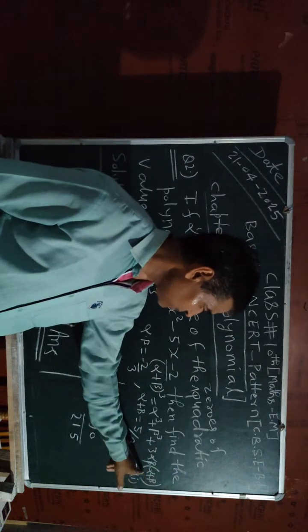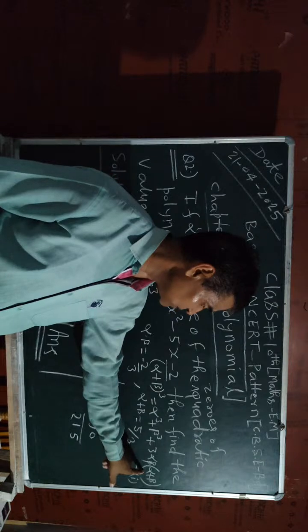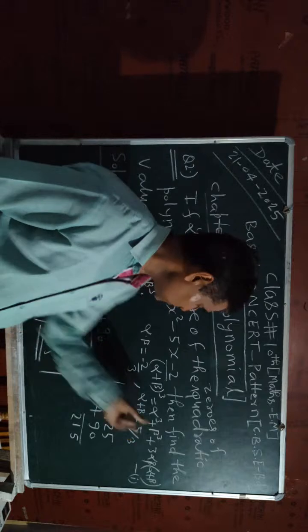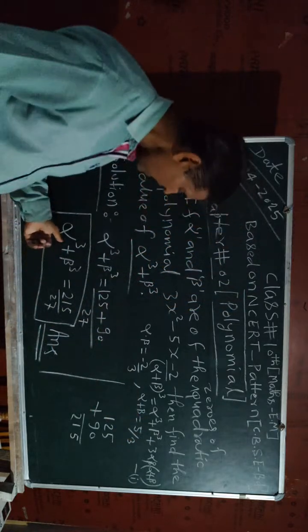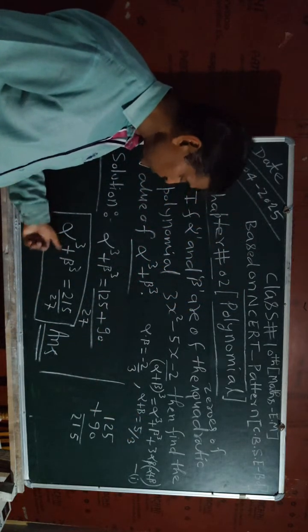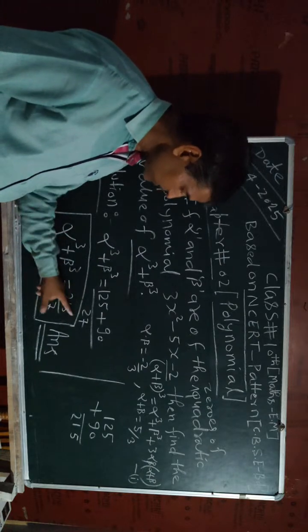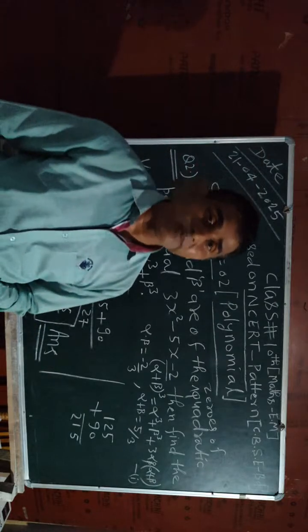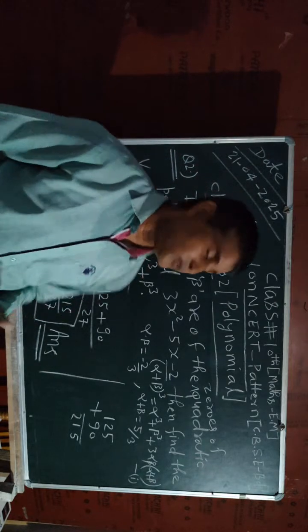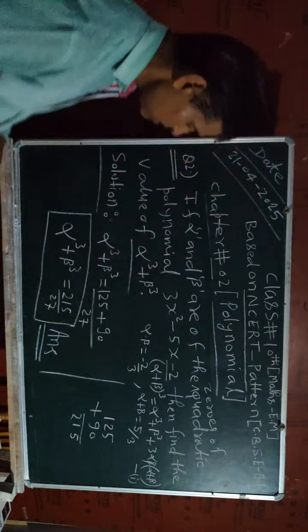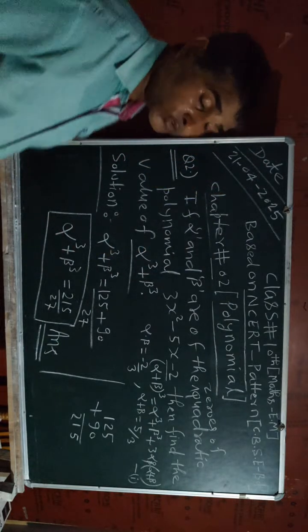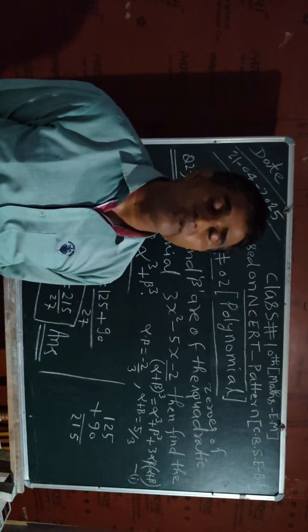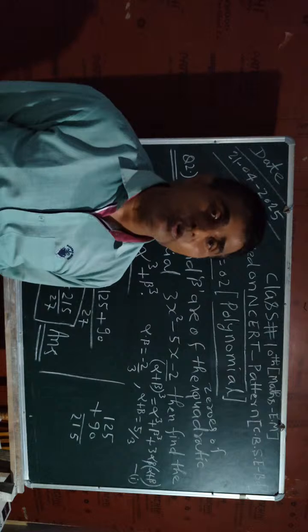After simplifying, alpha plus beta is also available here. I will also substitute this value. After simplifying, I have got alpha cube plus beta cube, which is equal to 215 divided by 27. So this is the answer of the given numerical, and the given numerical is available above. So according to this way, you can easily solve any question which is related to the polynomial chapter.